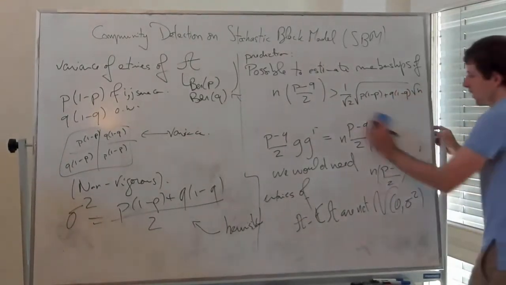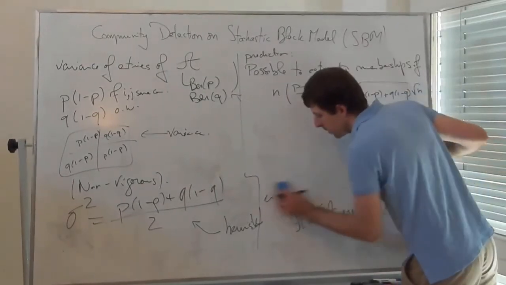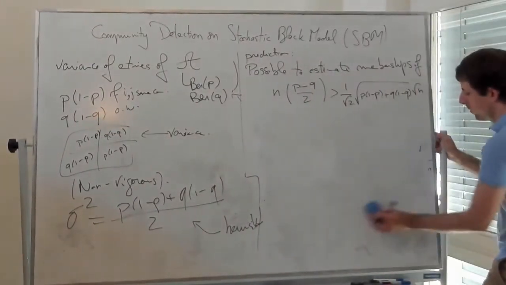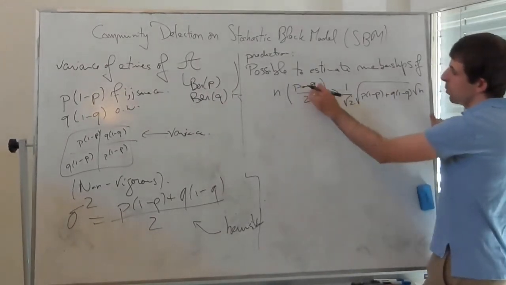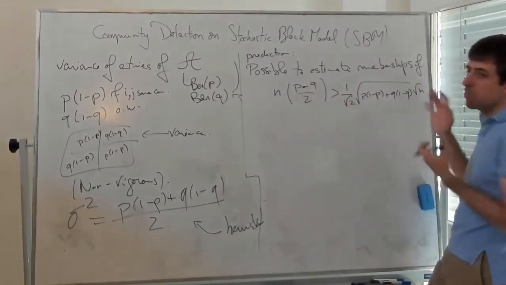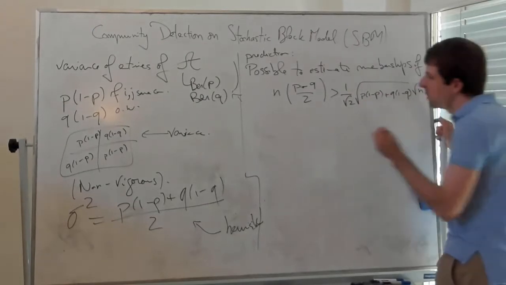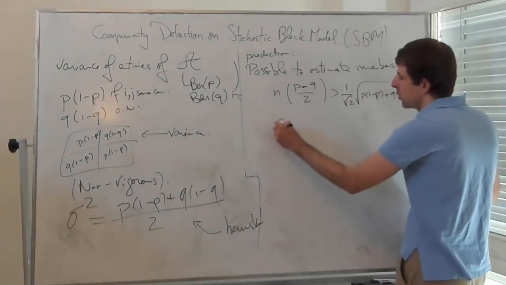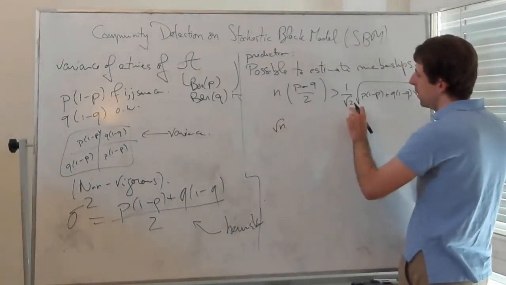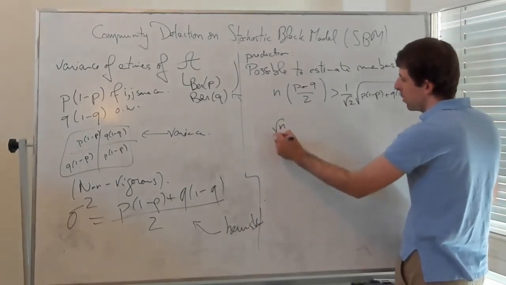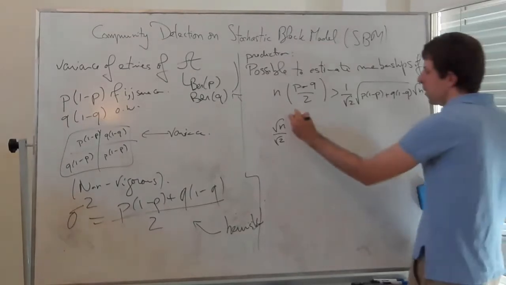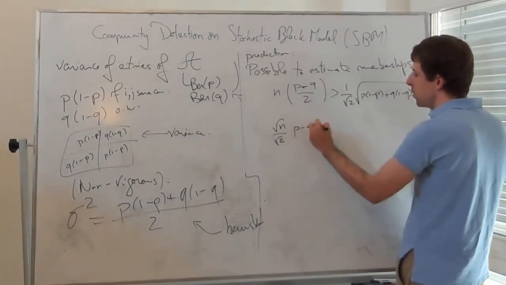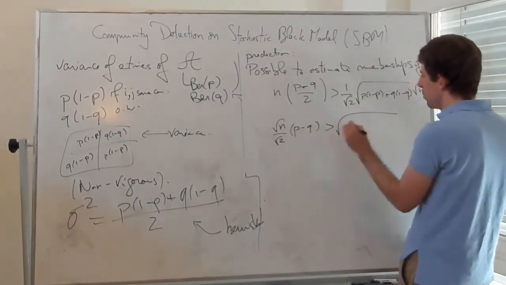Okay, we can make this a little bit nicer. But it's already kind of cool that we're getting, right? The bigger P is with respect to Q, the easier it becomes. So it's starting to look reasonable at least. We get square root n, and then the square root 2 cancels over there, the root n went over there. P minus Q is bigger than the square root.